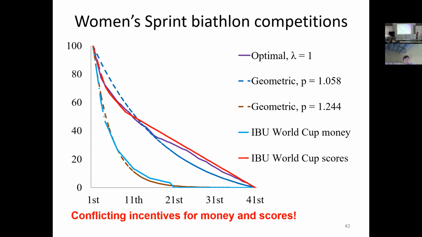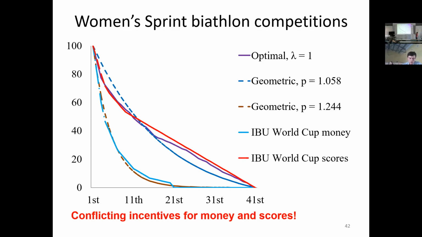Here on the slide, you can see the graphs which correspond to, again, women's sprint biathlon competitions. We took 15 races from the last 2 seasons, and used this empirical data in the same manner as in the first part of my talk. On the x-axis, you see positions from 1st to 41st, because real organizers in biathlon chose 0 points for all positions from 31st to below.